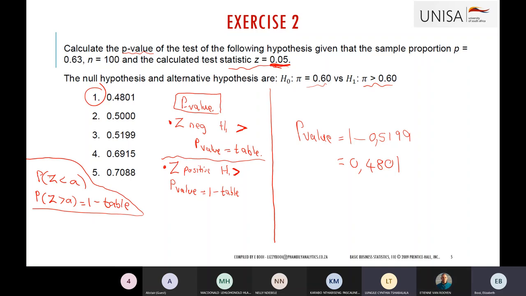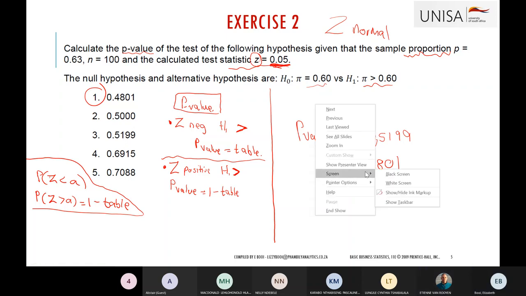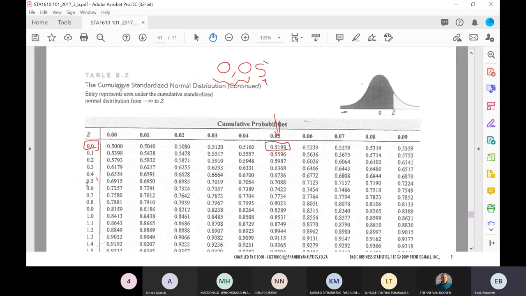Miss Liz? Yes. The other thing that puzzles me is identifying tables. How do we know, when you get a question like this, which table to go for? So for this question, for proportion, whether you're doing a confidence interval or hypothesis testing, anywhere where it says proportions, you know that you're going to use the Z table. Remember always that the Z table is what we call the normal table, which is the cumulative standardized normal distribution table, which is table E2.